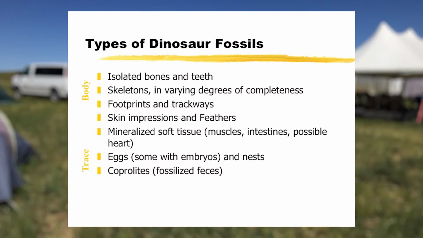There are some cases where people have claimed to find mineralized soft tissue, things like muscles, intestines, and in one case of the hadrosaur, they actually talked about having found a heart in the animal, which turned out later on to be probably not a heart.